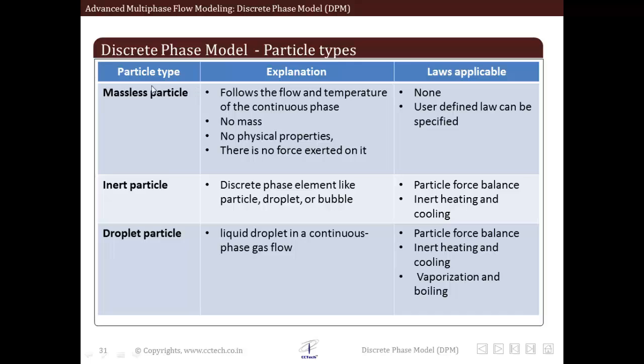First, let us discuss the massless particle type. This massless particle just follows the flow and temperature field of the continuous phase. It has no mass, it has no physical properties, and there is no force exerted on this type of particle. So basically, it is just a pictorial representation where the DPM particles are nothing but path lines and we are solving the continuous phase flow.